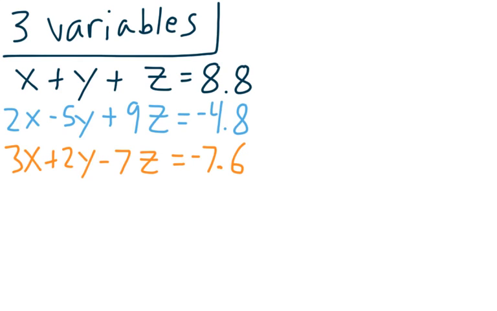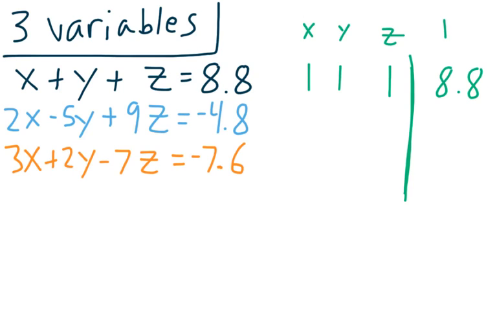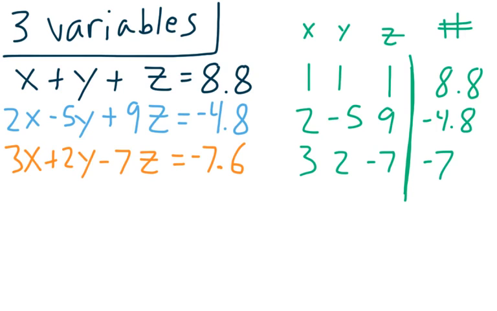Let's try a different one a little bigger. So now I've got a 3 variable system of equations here. So again, same thing. Turn it into an augmented matrix. So this top row, 1, 1, 1, 8.8. I'm going to put a little line here again to separate. I have my x's, my y's, my z coefficient, and my constant on the other side. I have 2x, -5y, 9z, and -4.8. And in the third row, I have 3x, 2y, -7z, and then -7.6.